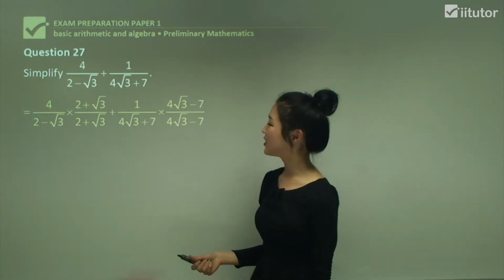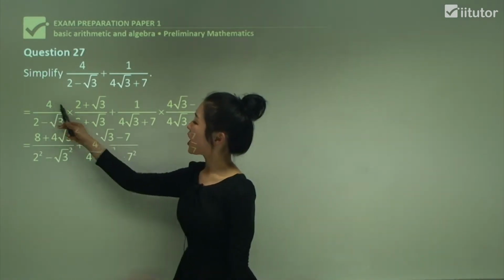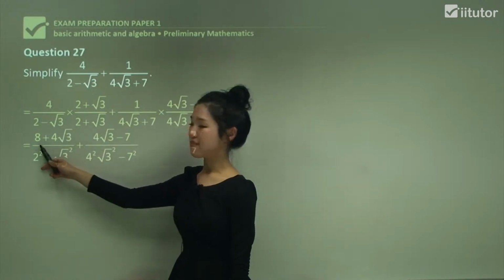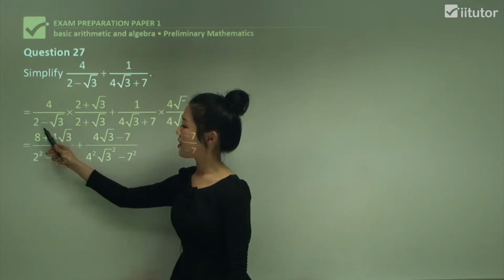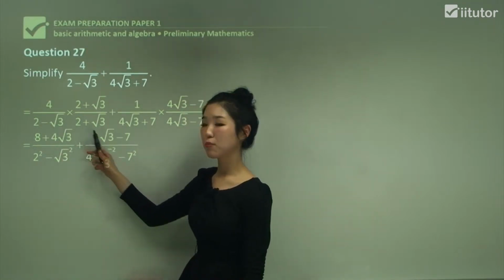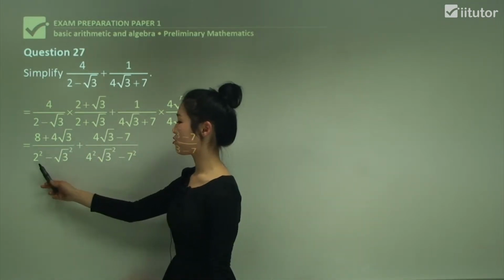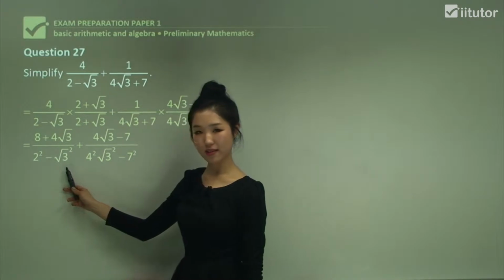Okay, so now simplify. 4 times 2 plus root 3 is 8 plus 4 root 3. And the denominator, as you can see, it's 2 minus root 3 times 2 plus root 3. It's just going to be 2 squared minus root 3 squared.